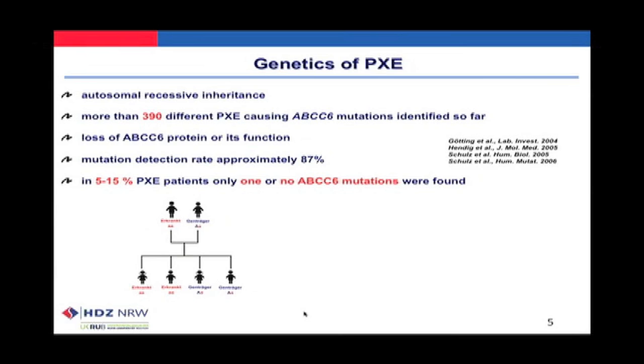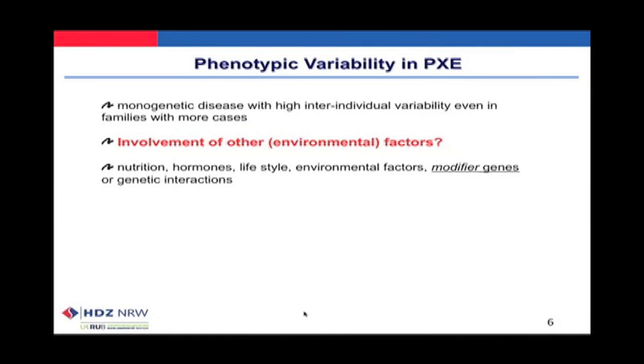A short summary of the genetics of PXE. PXE is an autosomal recessive disorder. What we know is that more than 390 different ABCC6 mutations that cause PXE have been identified so far. All of them lead to a loss of ABCC6 protein or its function. What's quite interesting is that the mutation detection rate is about 90%, but that also means that about 5 to 15% have only one or no ABCC6 mutations. So when we summarize here, we already know the cause of PXE, so what is the reason for studying modifier genes or looking for biomarkers?